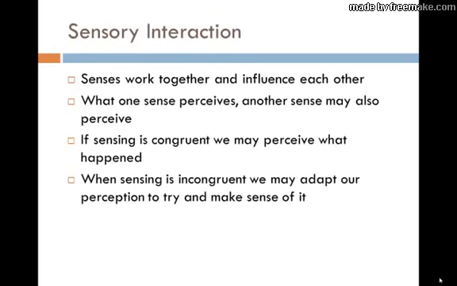Sensory interaction is another concept, and this is the concept that senses work together and influence each other. So what one sense perceives might impact how another sense perceives it. And if the sensing is congruent, we may perceive what happened. If it's incongruent, we may have to adapt our perception to try and make sense of it.